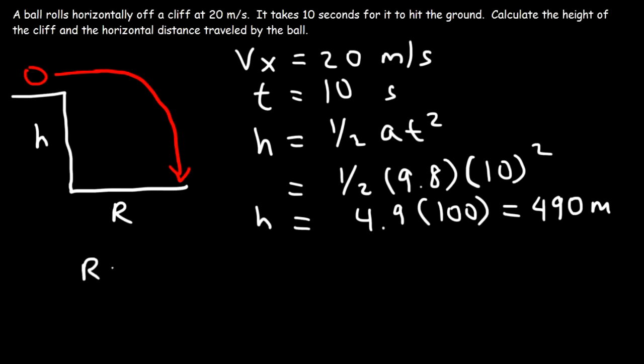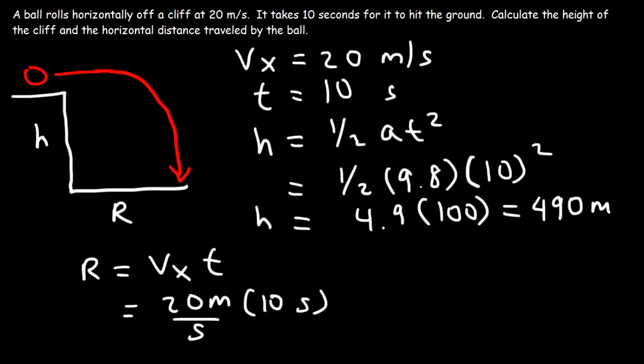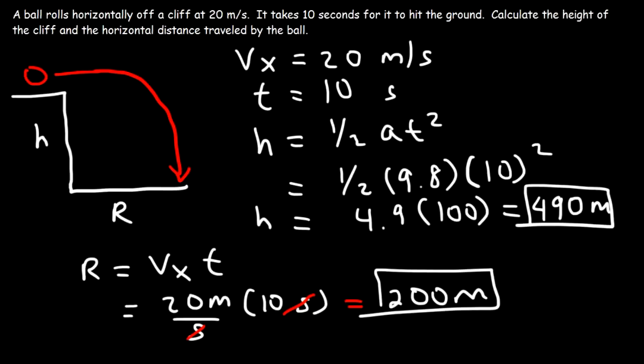The range is equal to Vxt. And we know Vx is v cosine theta, but we already have Vx, which is 20. So therefore the range is going to be 20 meters per second multiplied by 10 seconds. And you can see that the unit seconds will cancel. 20 times 10 is 200. So the range is 200 meters. And that's it for this problem.